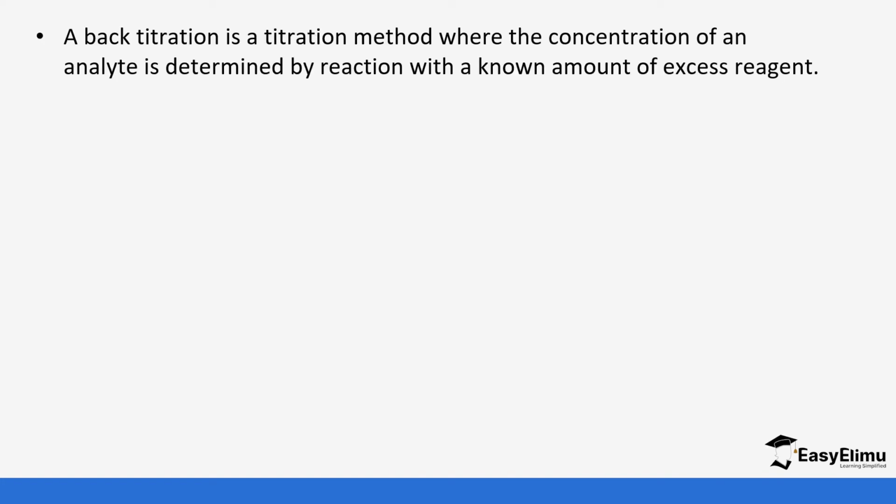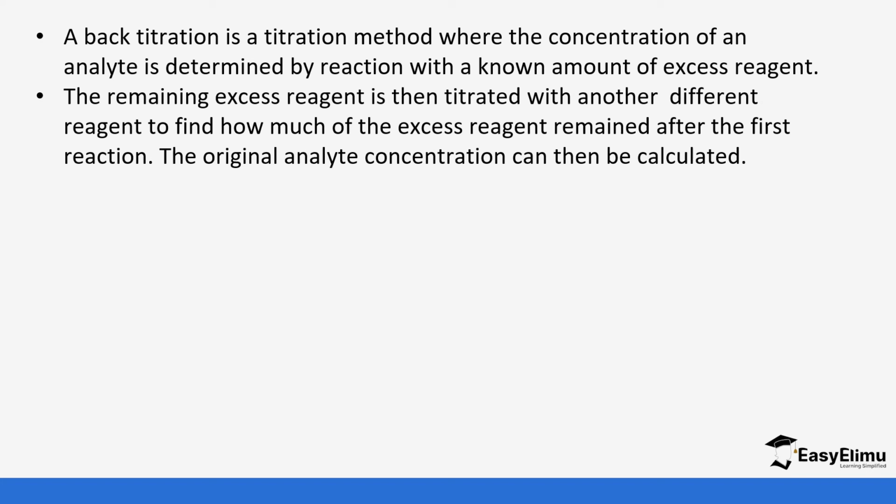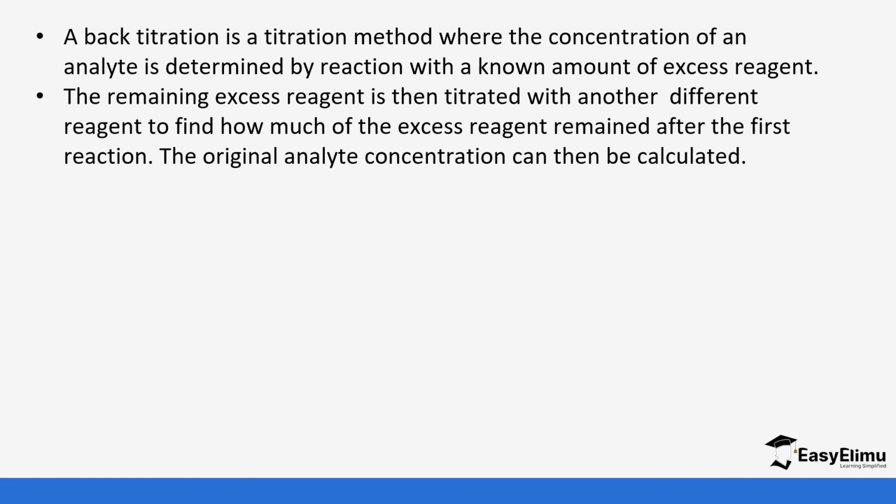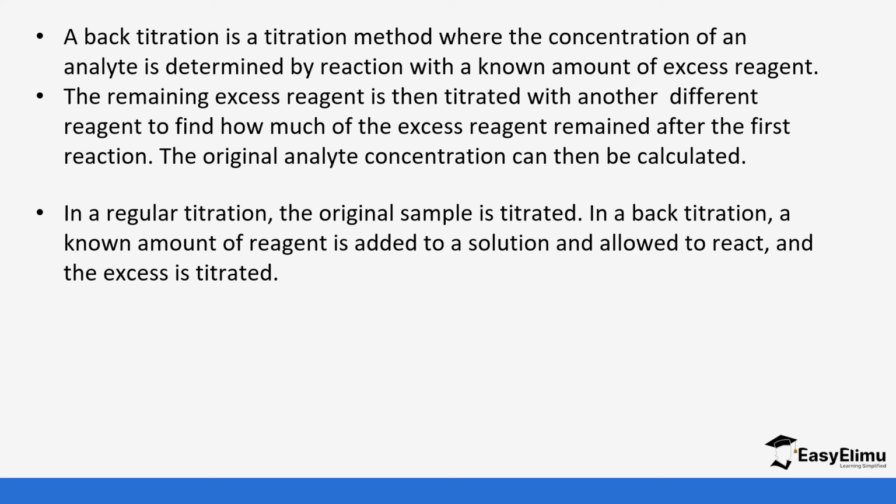A back titration is a titration method where the concentration of an analyte is determined by reacting it with a known amount of excess reagent. The remaining excess reagent is then titrated with another, different reagent to find how much of the excess reagent remained after the first reaction. The original analyte concentration can then be calculated.